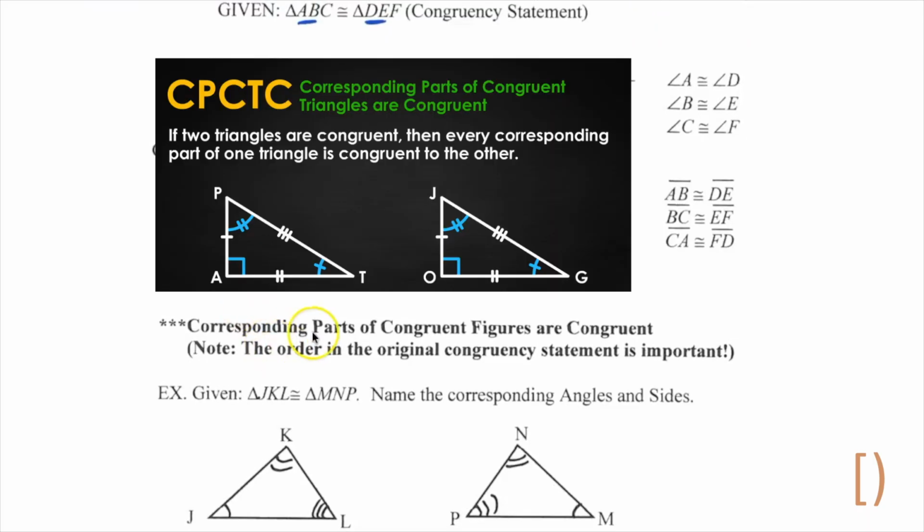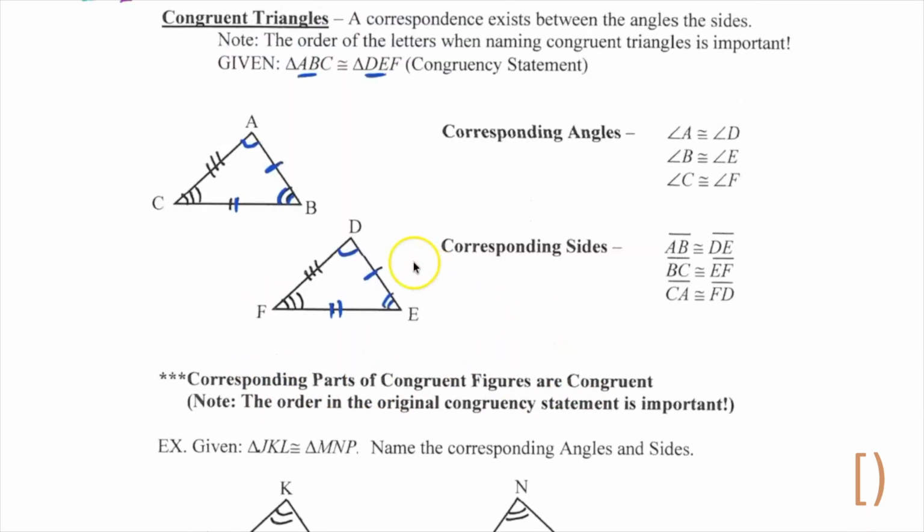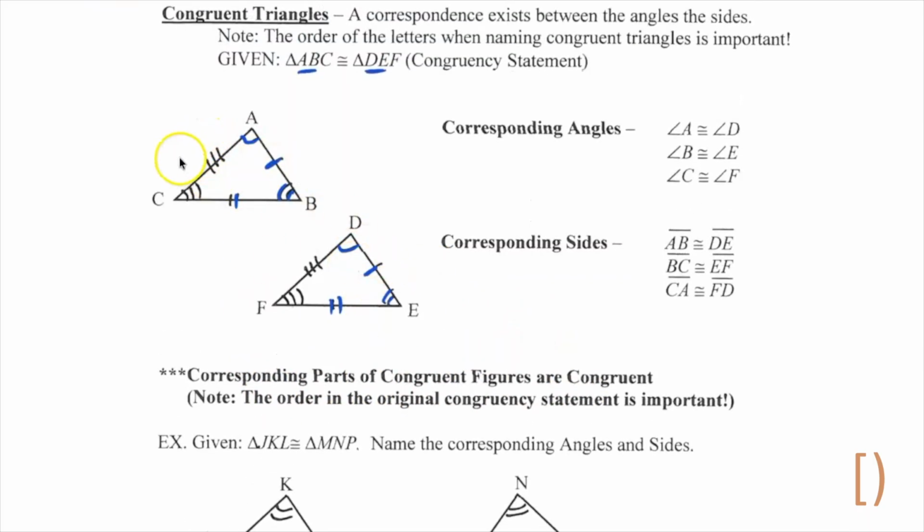And keep in mind, corresponding parts of congruent figures are congruent. So if you have two triangles that are congruent, then all the corresponding parts, like AC, all the things we talked about, they're going to be congruent.